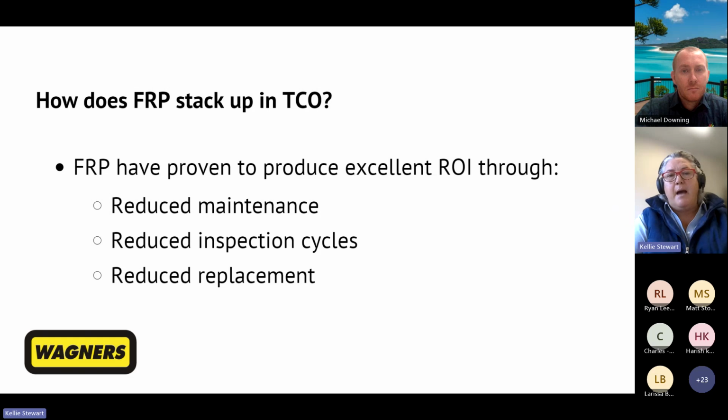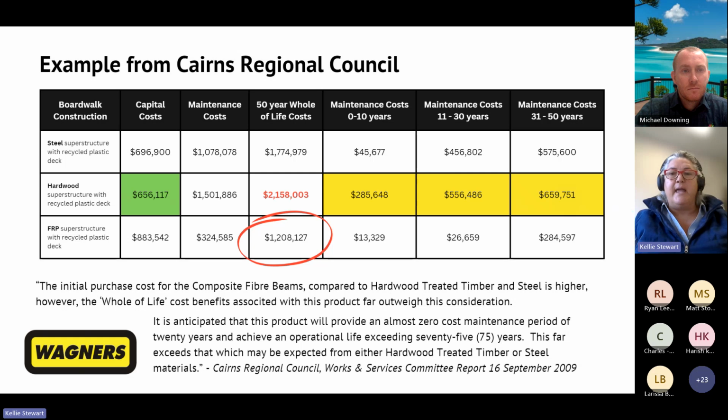So how does FRP stack up against the scrutiny of TCO? Well, fibre-reinforced polymer usually outperforms more traditional materials because of its reduced maintenance, improved inspection cycles and replacement requirements. So let's have a really quick look at a TCO done by Cairns Regional Council for the Katana Wetland Boardwalk project. If you look at the second column titled Capital Costs, the steel structure at the top of the list had an initial cost of $696,900. The hardwood superstructure had an initial cost of $656,000, and the FRP superstructure $883,000.